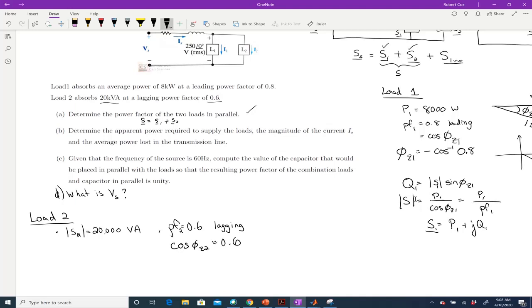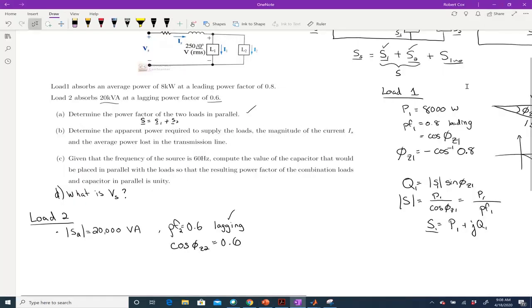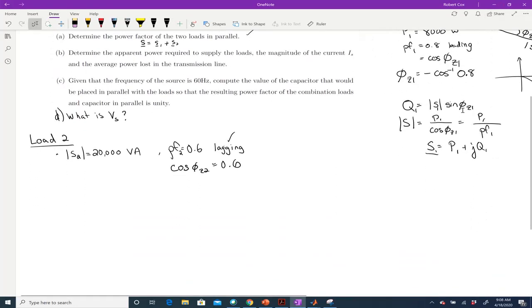Now again, the second step in our process was to ask: is the triangle that I want to draw pointing down into the fourth quadrant or into the first quadrant? I'm told that my load is lagging. So if my load is lagging or inductive, then phi z is positive, which means I'm going to draw this triangle pointing up. So I have a P here, a Q here, and the magnitude of S here.